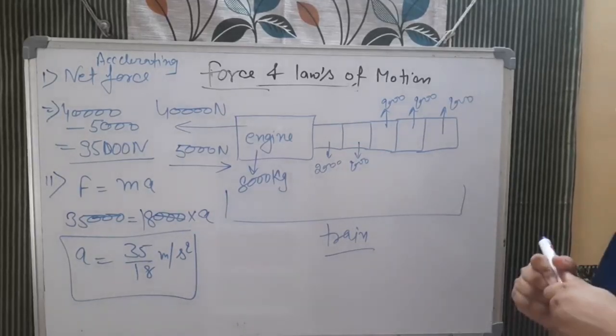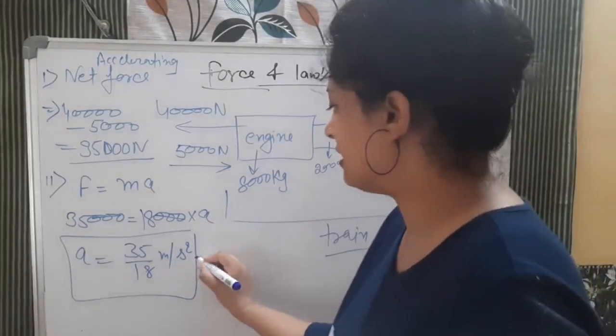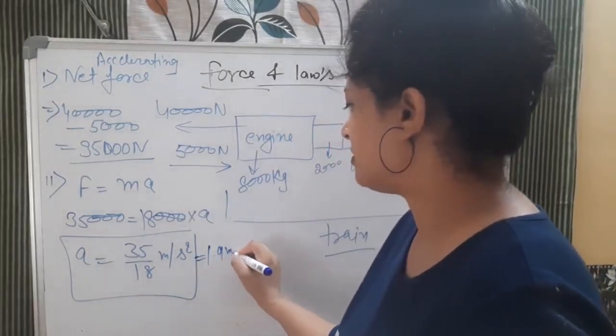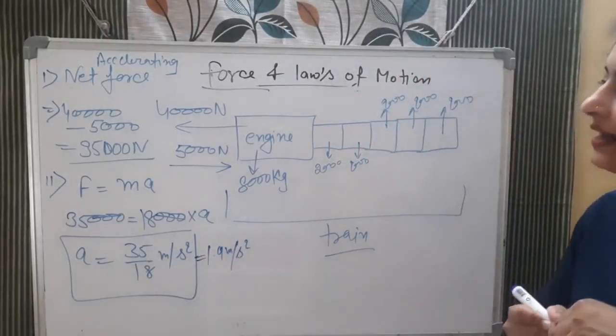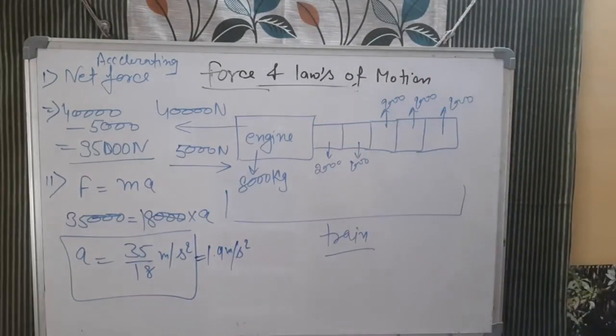So the force of wagon 1 on wagon 2, when you calculate it now, the acceleration comes to 1.9 meter per second square. You can solve it, you can divide, and it will come like this. Okay, so the third part is the force of wagon 1 on wagon 2.